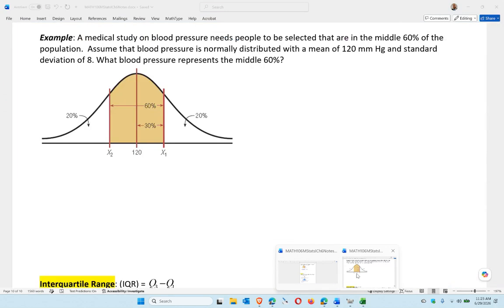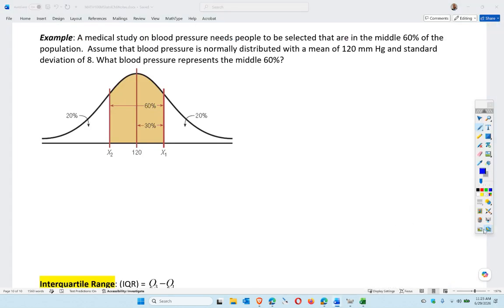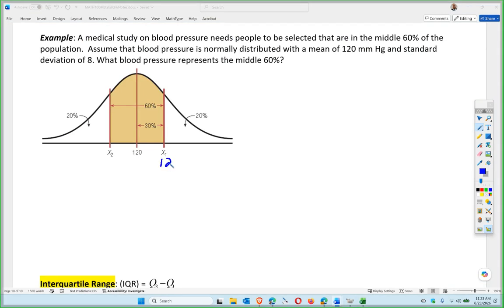Okay, so let's go to our picture here. So this is 126.7 dot dot dot, right? Which doesn't really matter what those are. And this is 113.2 dot dot dot, and those don't really matter what they are either. So I'm either 127 or I'm 126, right? Because you can't be partial, we'll say, for blood pressure when it counts by whole numbers, right?